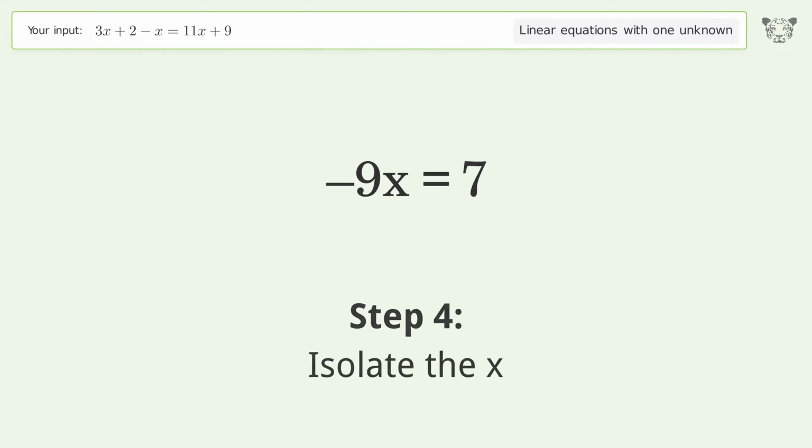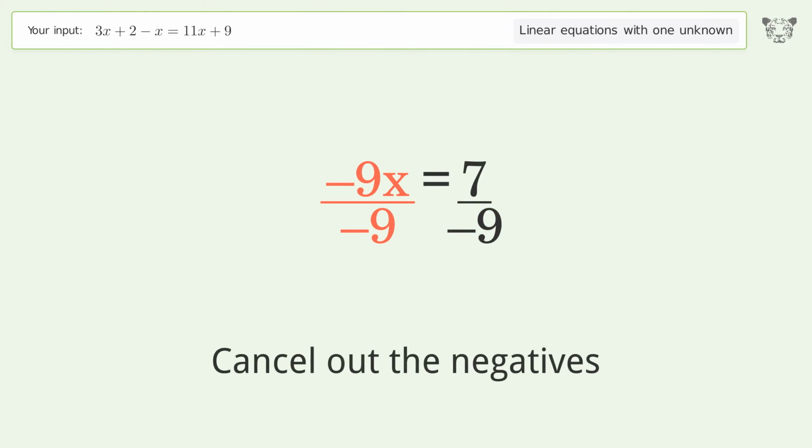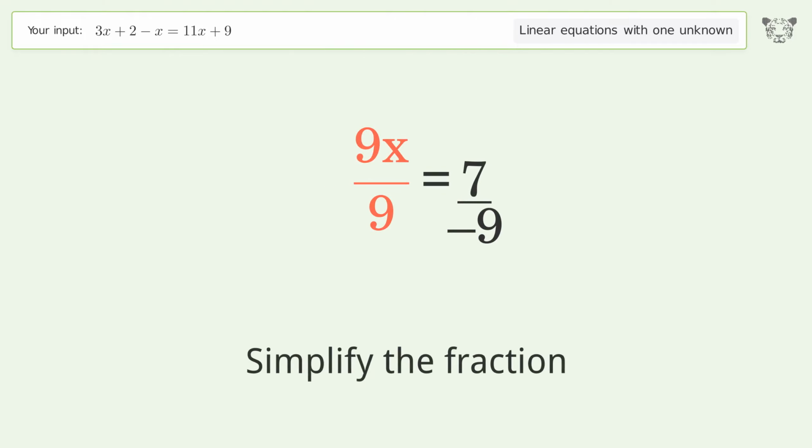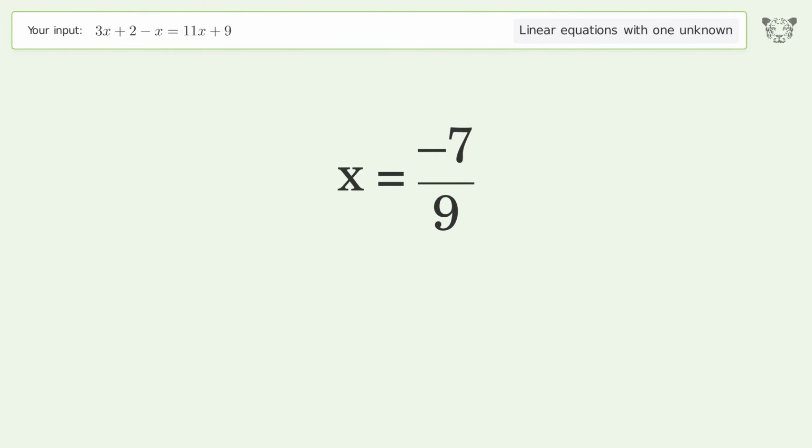Isolate the x. Divide both sides by -9. Cancel out the negatives. Simplify the fraction. Move the negative sign from the denominator to the numerator. And so the final result is x equals -7/9.